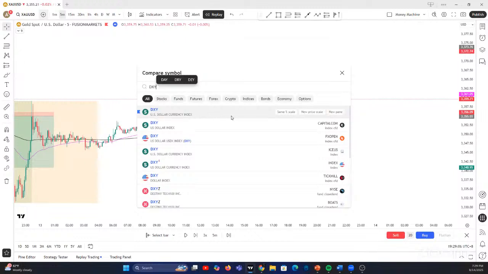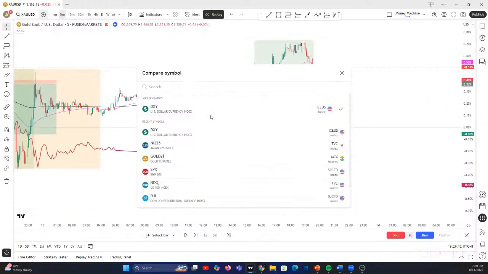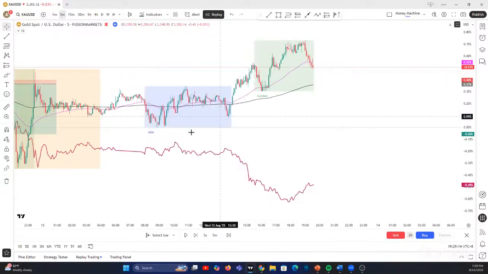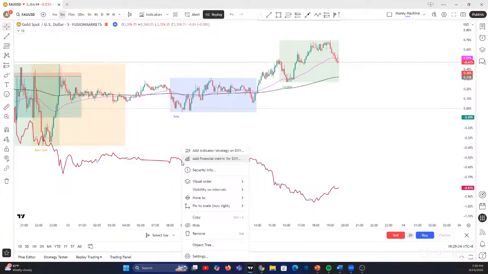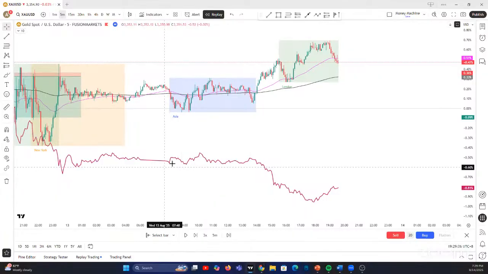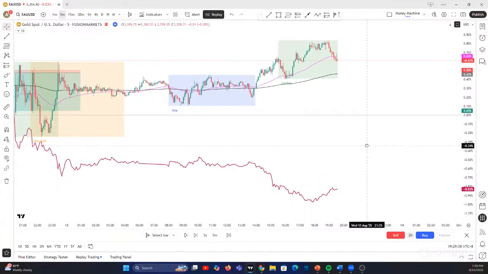Now, if you just click this normally, it's appearing there as a line. But you can always change this. Just right click the DXY.